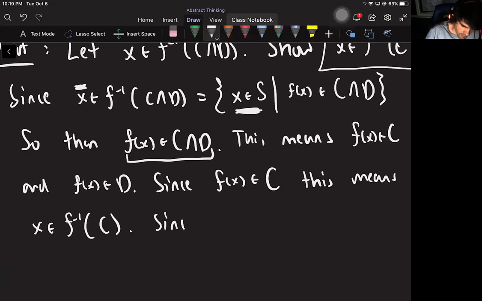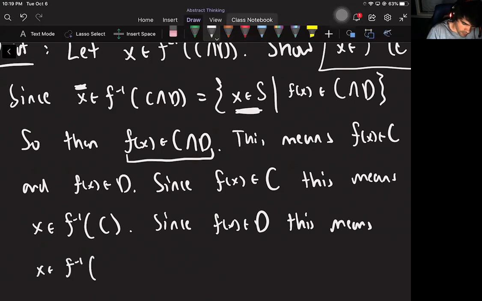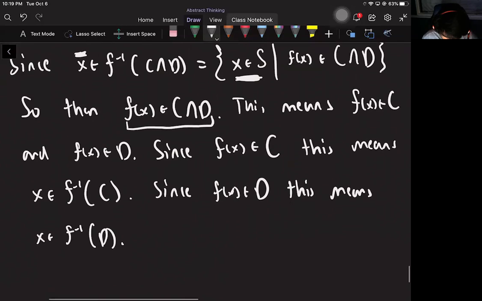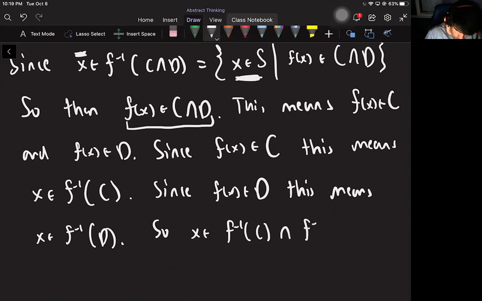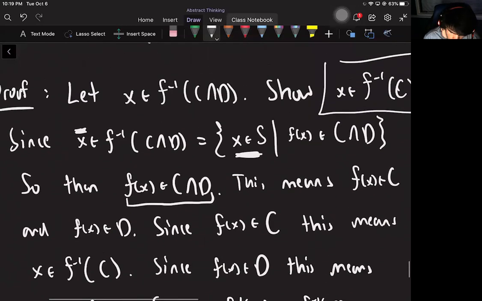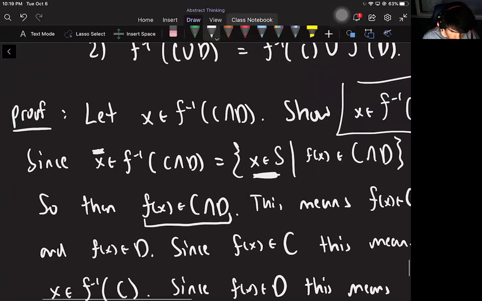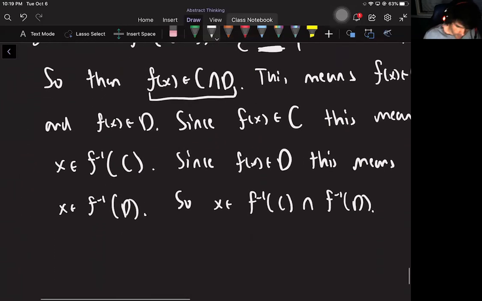And then same idea with D. So since f of X is in D, this means the same thing. X is in the, sorry, not the inverse, the preimage of D. So now it's in both. And that's what I wanted to show, correct? Yes. Okay, so that shows one is a subset of the other. Now we go backwards, we let X be in the other one.